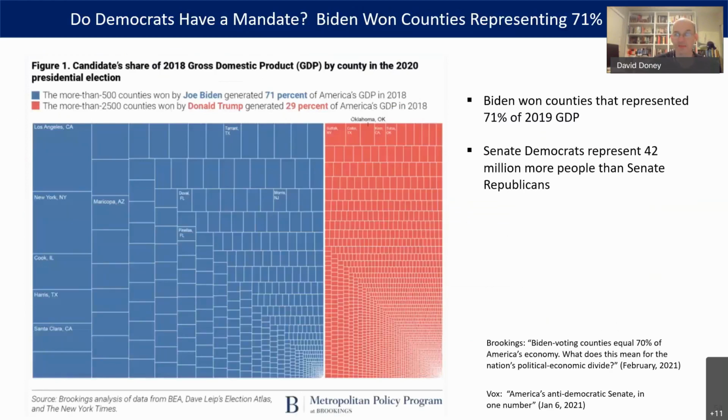I mentioned earlier that Biden won counties that are 71% of GDP. So when you ask, do Democrats have a mandate? To what extent can Democrats push their policies? Well, the Democrats have 71% of GDP. Senate Democrats represent 42 million more people than Senate Republicans, mainly because you've got Democrats in California with only 2 senators, and then you've got, I don't know how many other dozen small states it takes to add up to the population of California. But overall, there's 42 million more represented by Democratic senators. And remember, the two houses are 50-50 right now, so you can kind of do that measure.